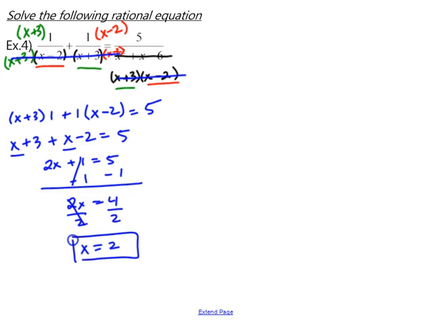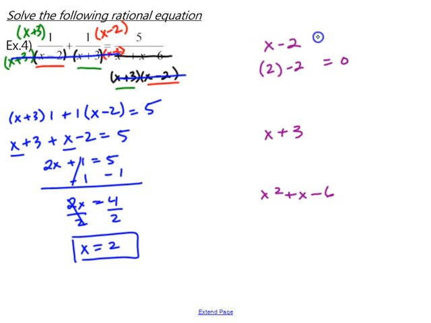2. Now remember, our last step is to check for any extraneous solutions. So we take our original denominators, x minus 2, x plus 3, and then x squared plus x minus 6, and we want to substitute in our value of x. So 2 minus 2 is equal to 0.